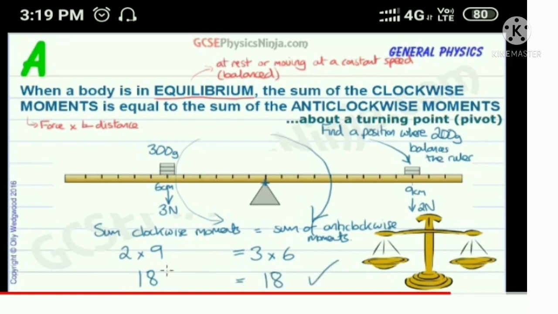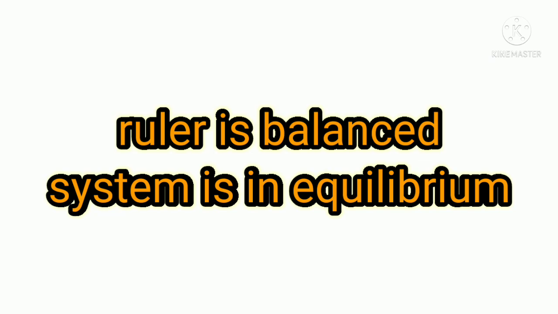So sum of the clockwise moment is equal to sum of the anti-clockwise moments. Okay, both the sides we are getting the equal answer. So 2 into 9 is 18. Now we can write the unit. Moment of force unit is Newton centimeter. Here also we can write Newton centimeter because force unit is Newton, distance is centimeter. Both the sides we are getting the equal value, so it is said to be balanced, or the system is in equilibrium.